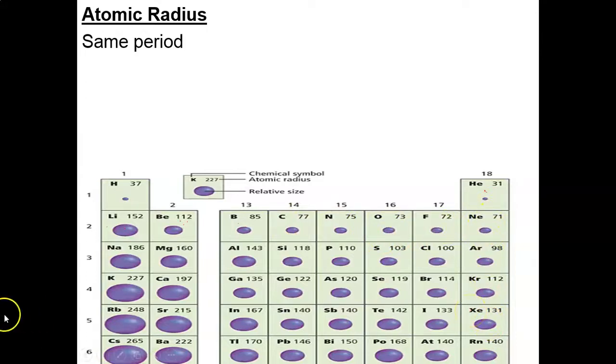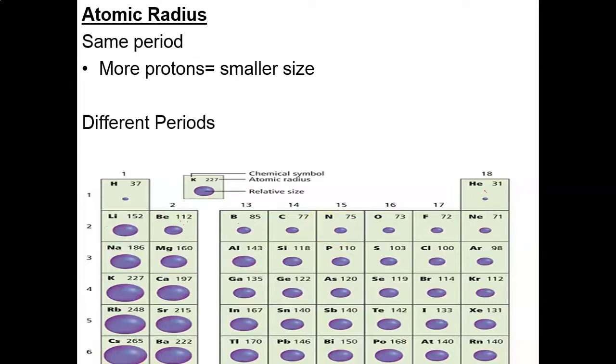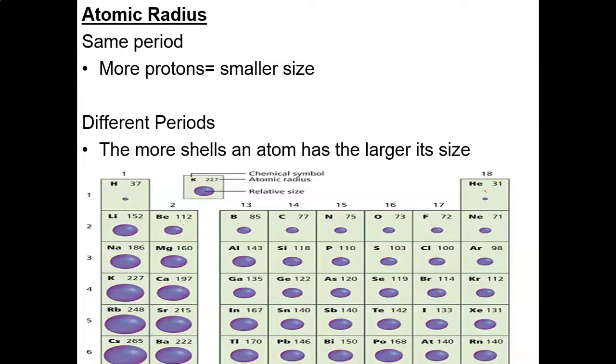More rings. So if you're trying to explain atomic radius in the same period, more protons equals smaller size. That's your explanation. In different periods, the more shells an atom has, the larger its size. Common sense.